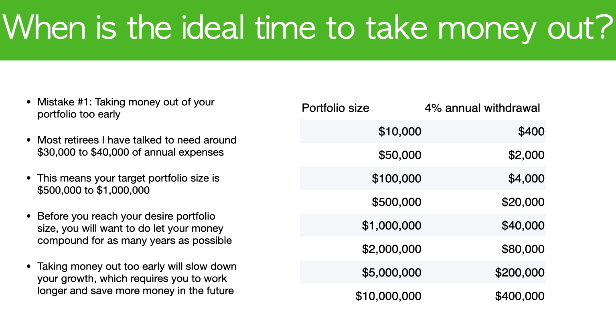Now, before you reach your desired portfolio size, you will want to let your money compound for you for as many years as possible. Now, if you are watching this video early and you're young, whether you're 30s or 40s or even 20s, then that is great because you have a lot of time to let compound interest work for you. If you start taking money out of your portfolio too early, then that'll actually slow down your growth, which will require you to work harder and longer and save more money in the future. So that's why investing is such a long-term endeavor, because you need compound interest to work for you to get to that $500,000 to $1 million mark.